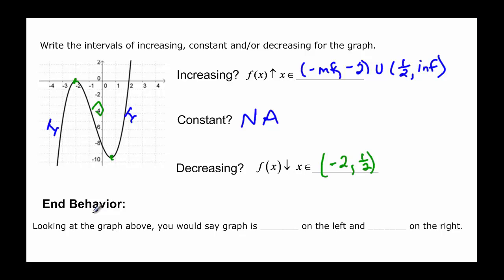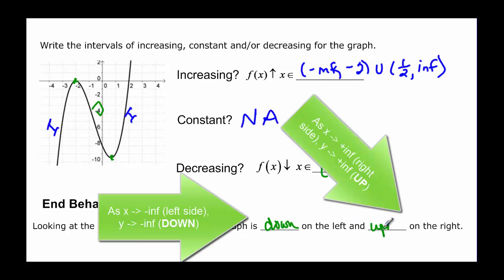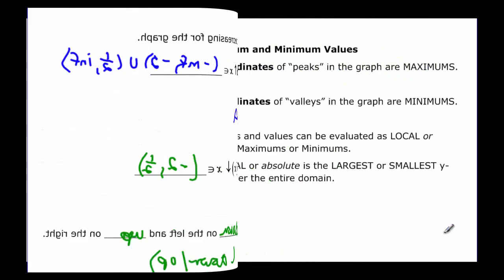And then we also want to look at the end behaviors, and we'll talk about this more later. But right now we're just going to look at it and notice that on the left-hand side of this graph, we could say that it is going down on the left, and we could say that it's going up on the right. So we could call that down, up end behavior.